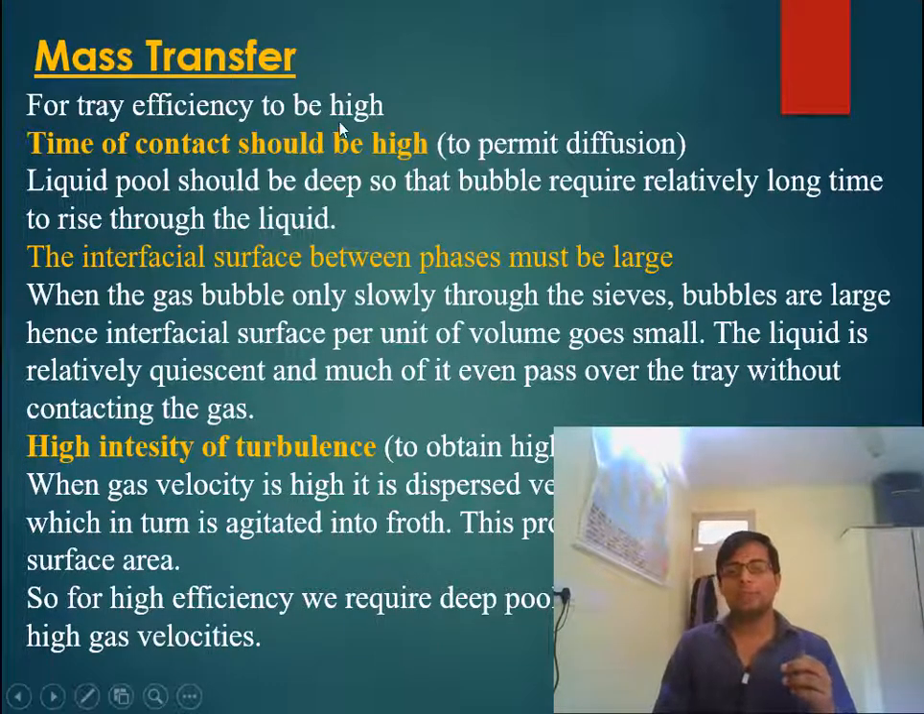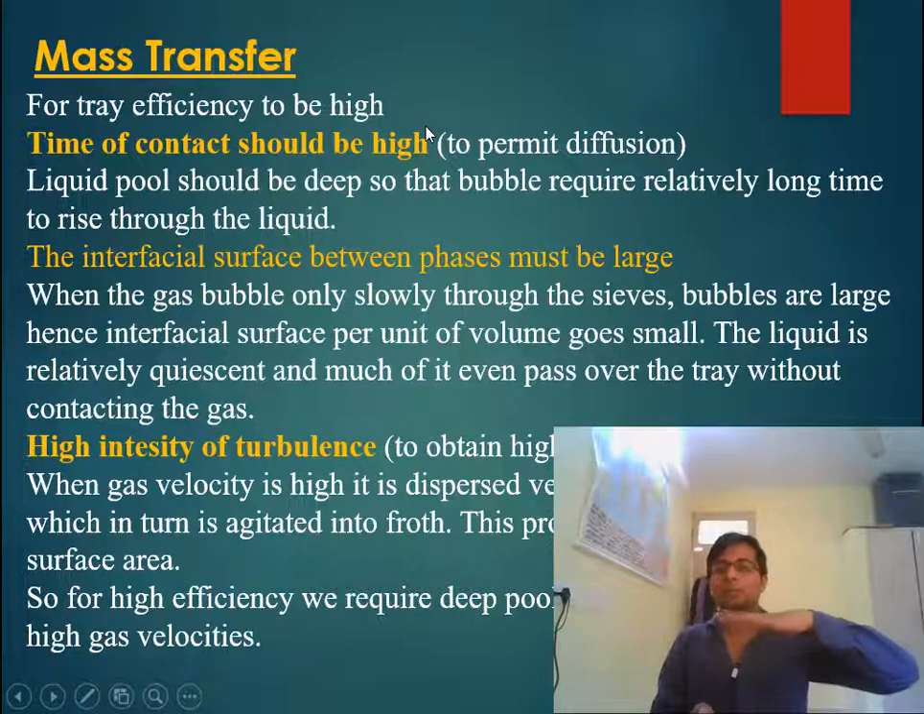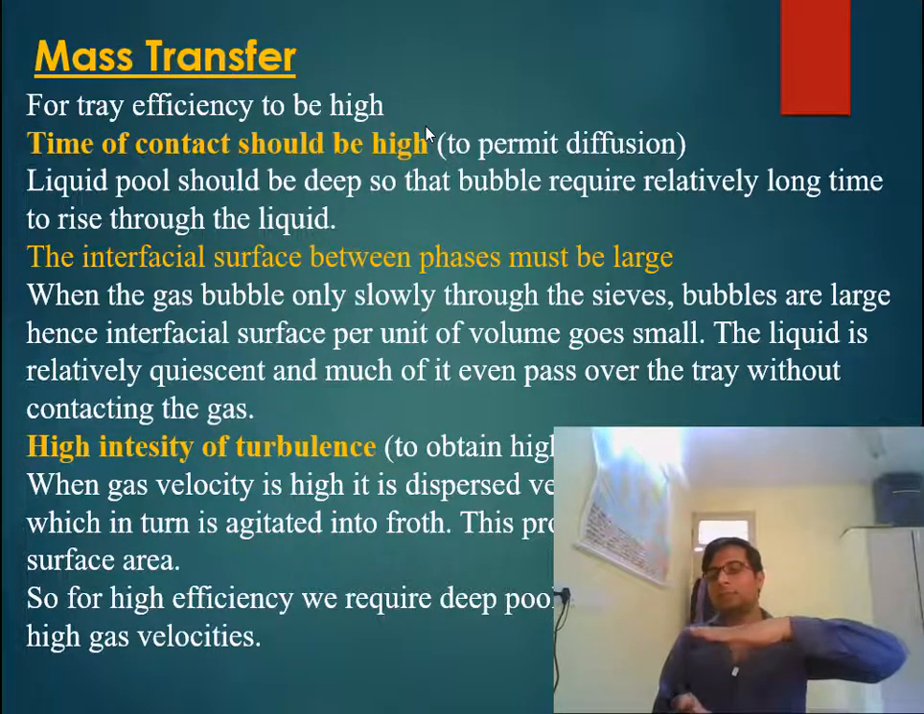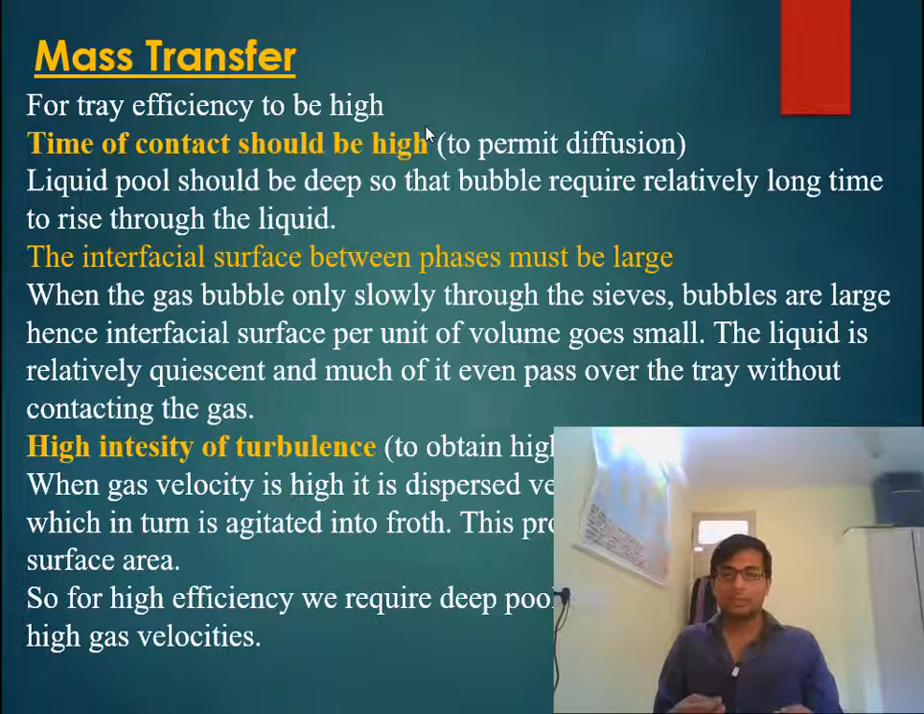Now residence time usually remains high when the liquid pool on the tray becomes high. Why? Because when the liquid pool on the tray becomes high, the vapor which has to cross through this liquid pool remains inside the liquid for a relatively longer time. So the time of contact becomes high.